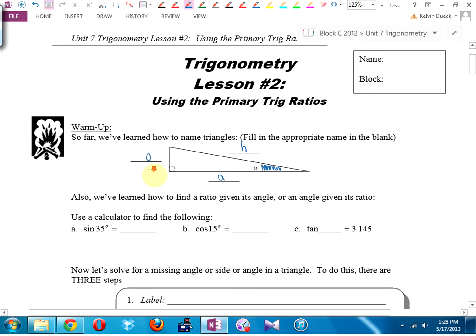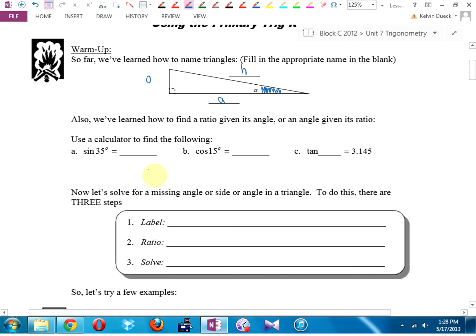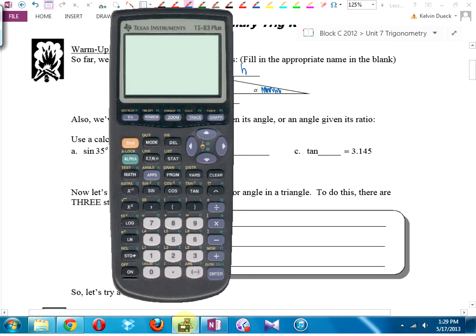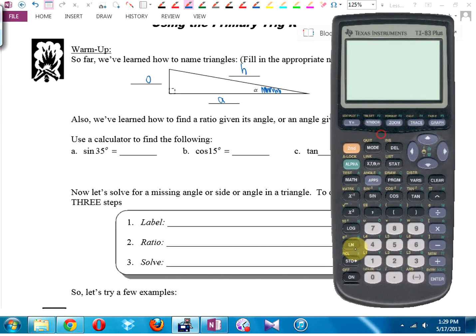Also, we have learned how to use a calculator to find the sine or the cosine if we know the angle, or go backwards if we don't know the angle. So use a calculator, it says, to find the following. Find the sine of 35 degrees to 4 decimal places. By the way, let's decide from now on, if I'm asking you to find the sine or the cosine or the tangent, we'll go to 4 decimal places, unless I say different. Sine 35, do you all get 0.5736?